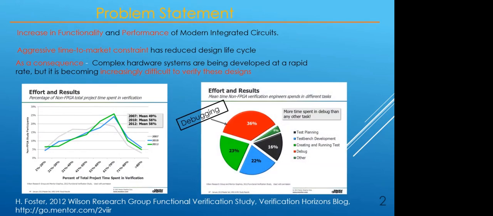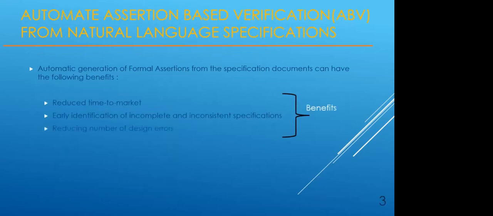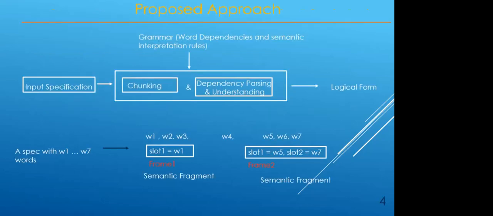Assertion-based verification is a commonly used technique for debugging. In this work, we are automating the assertion-based verification from natural language specification. Automatic generation of assertions from specification documents has the advantage of reduced time to market, early identification of incomplete and inconsistent specifications, and reducing the number of design errors. Here is the block diagram of our proposed approach.